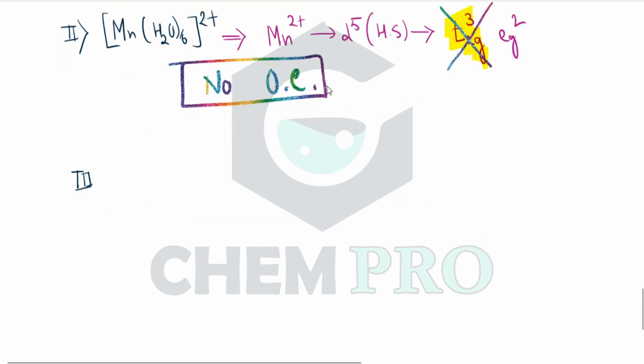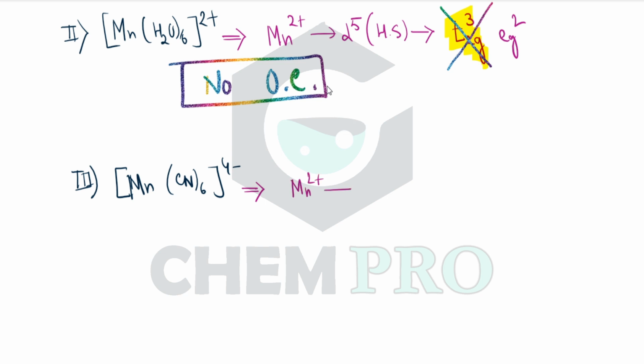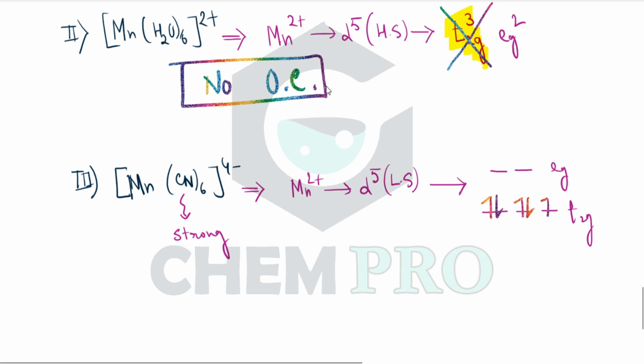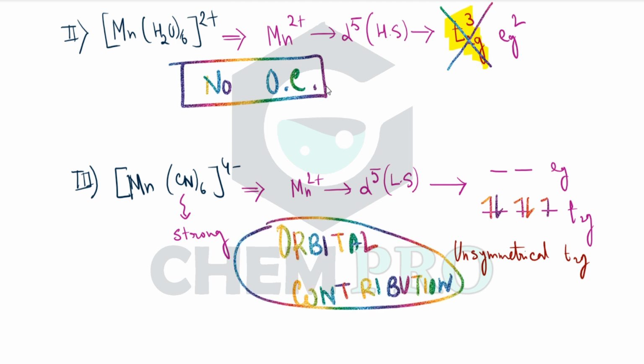But if we take [Mn(CN)6]4- as an example, then we can see that Mn2+ is a d5 low spin complex, because CN is a strong field ligand. That means here it is eg, here it is t2g. So the electrons will be like this: 1, 2, 3, 4 and 5. So we can say that it is an unsymmetrical t2g. So here we can have the orbital contribution.